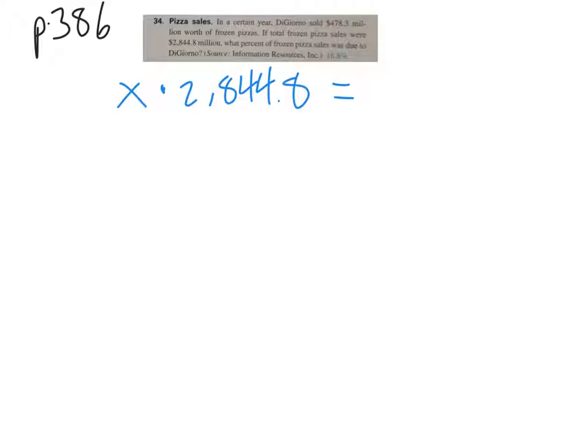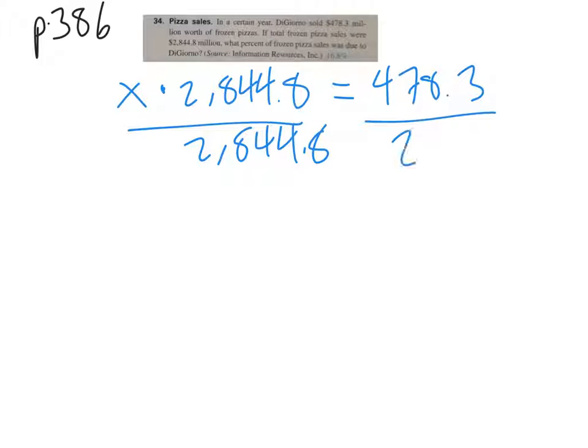Well, 478.3 million, oops, is our amount due to DiGiorno. 478.3. So there we go. That's all this problem is really boiling down to, is what percent of 2,844.8 is 478.3. Calculator work after we do our one algebra step, dividing both sides by this number. Cancel out, x equals. Don't forget we're solving for a percent.